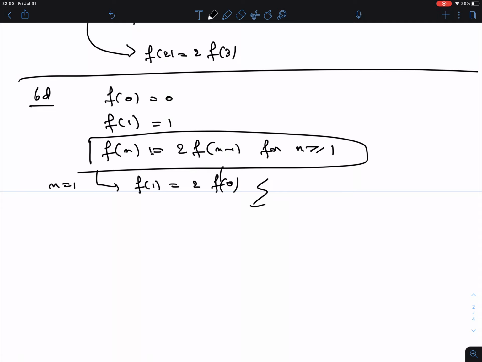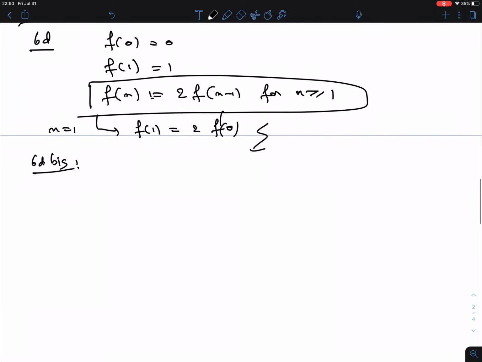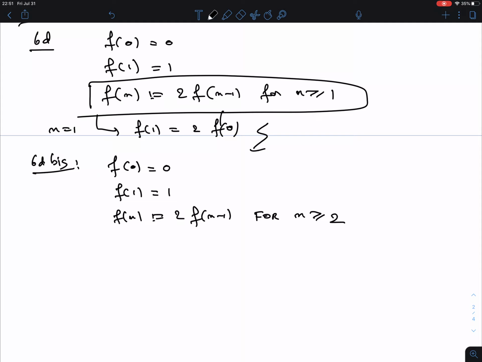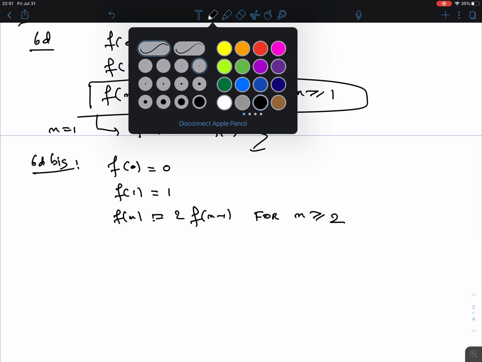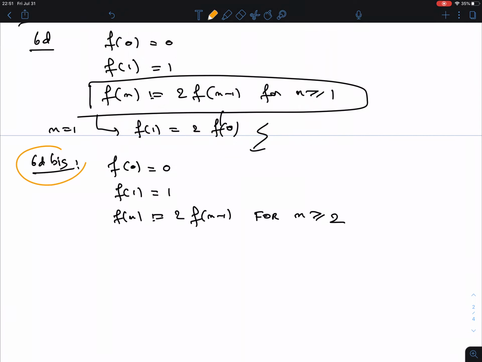Now, although this was the question, imagine, so 6d bis, a modification of that. Suppose the question was f of 0 is 0, f of 1 is 1, and f of n is twice f of n minus 1 for n at least 2. Okay, so you notice the modification, right? I did a new question, and in the new question, I replaced the condition n bigger than 1 with n bigger than 2. Do I have problems now?